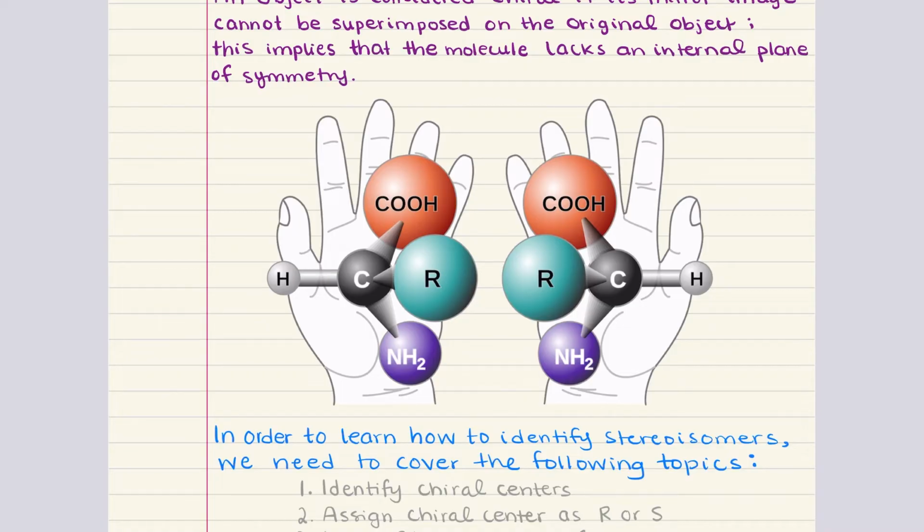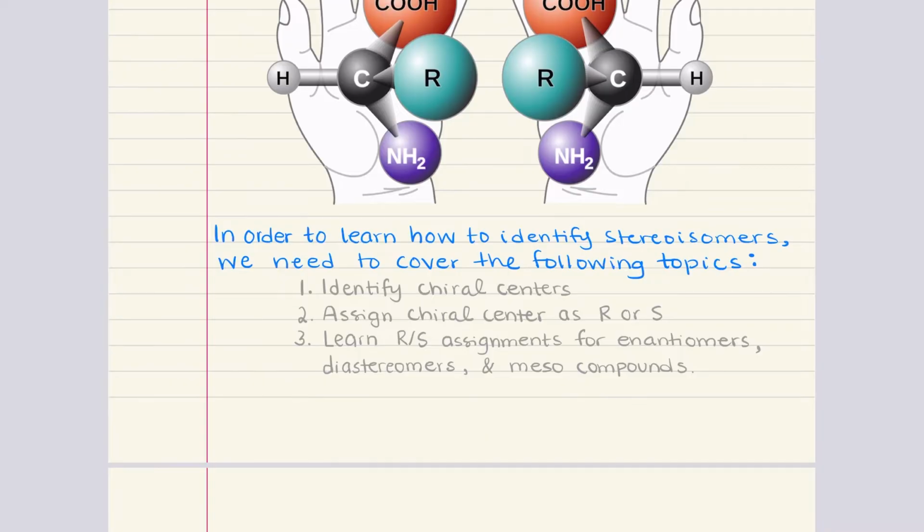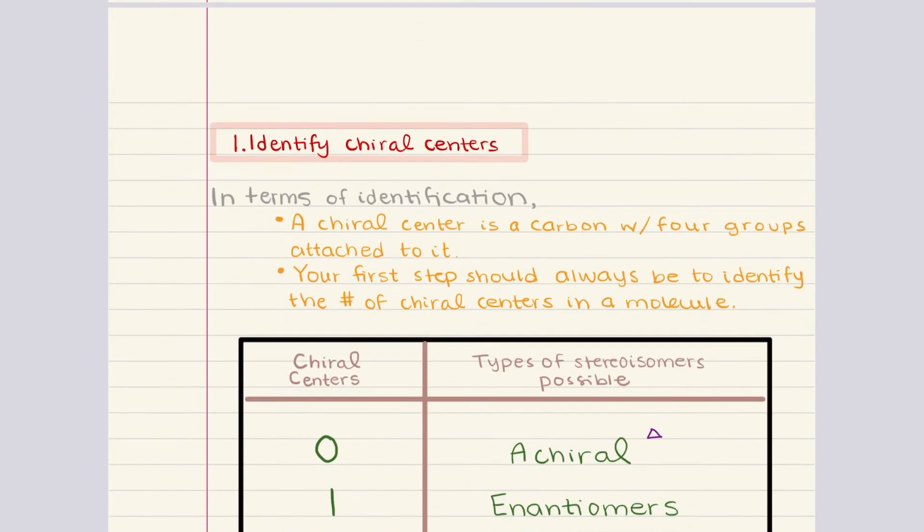Now, identifying and distinguishing stereoisomers involves a systematic approach. There are three key topics we're going to cover to make this easier. First, we're going to learn how to identify chiral centers in a molecule. Second, we're going to learn how to assign the configuration of a chiral center as R or S based on the Cahn-Ingold-Prelog priority rules. Finally, we're going to learn how to apply these assignments to categorize stereoisomers as enantiomers, diastereomers, or meso compounds. Let's begin with step 1 and learn how to identify chiral centers.